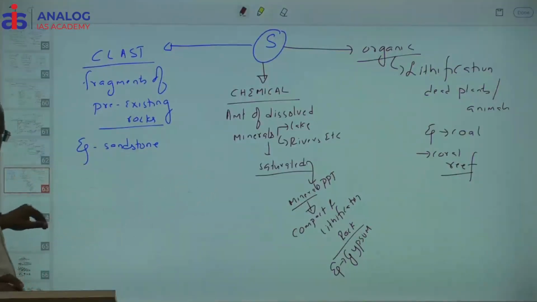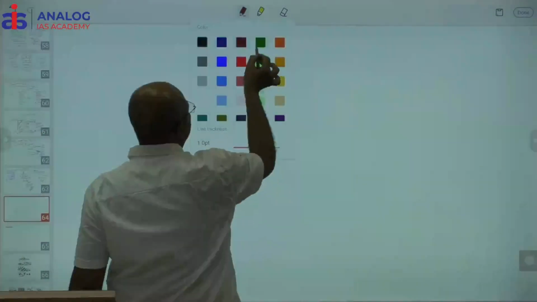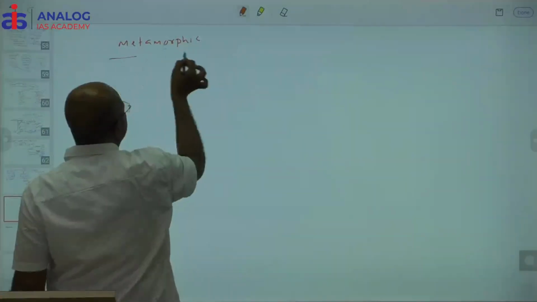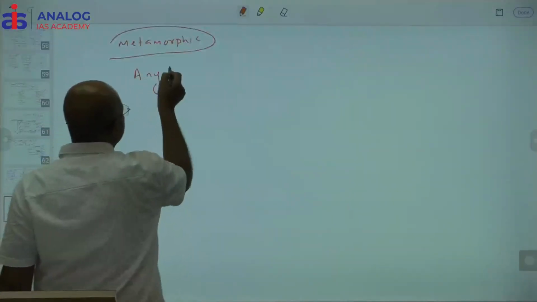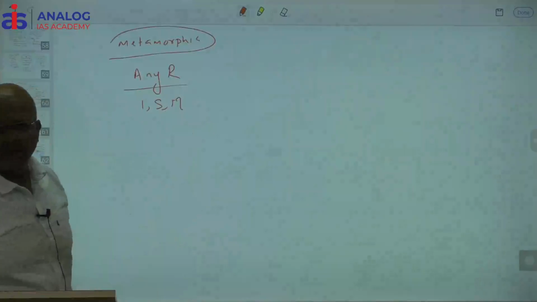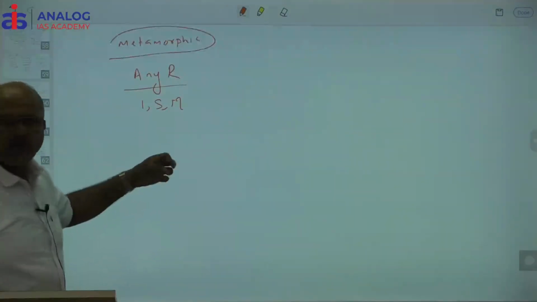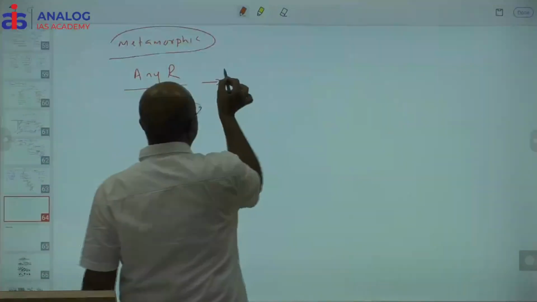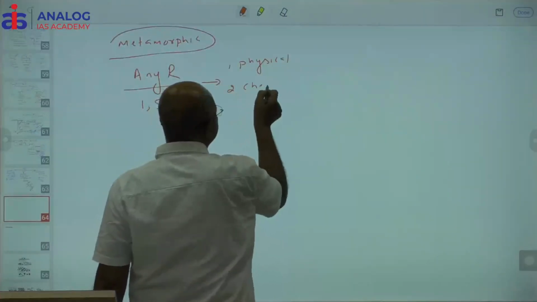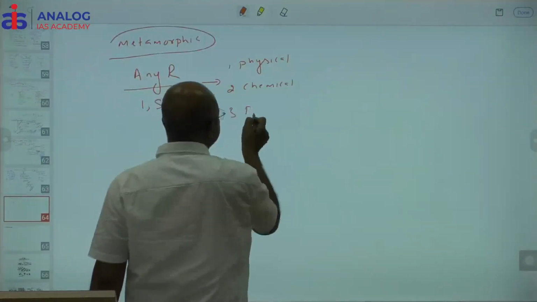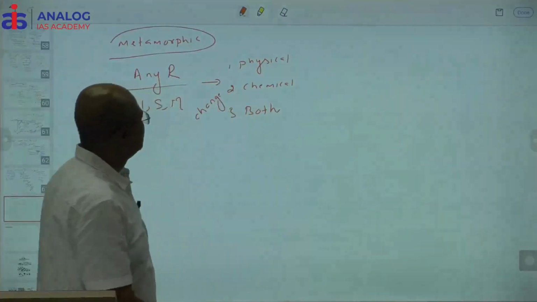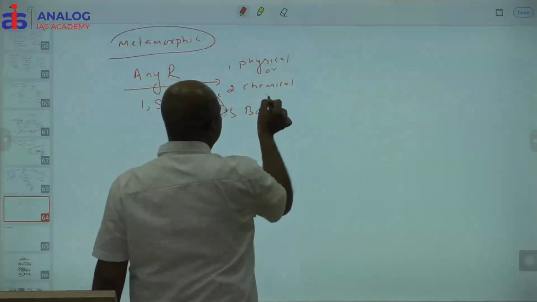Is it clear now? Now the last one is metamorphic rocks. Now understand here. Any rock, I'm using the term any rock. It can be igneous, it can be sedimentary or an existing metamorphic rock. Any rock which undergoes either physical change or chemical change or both.